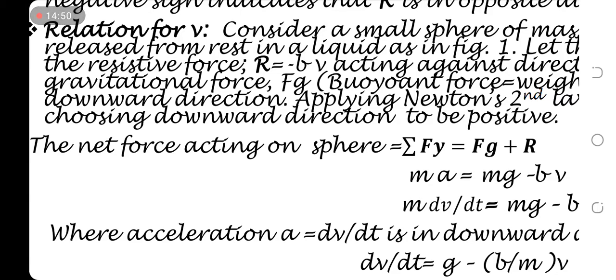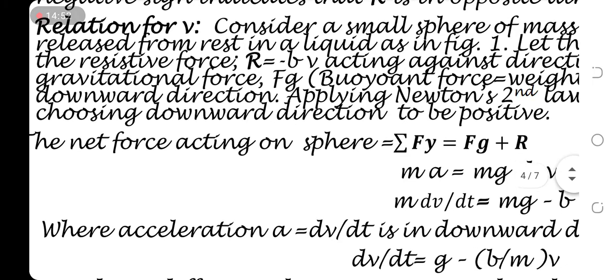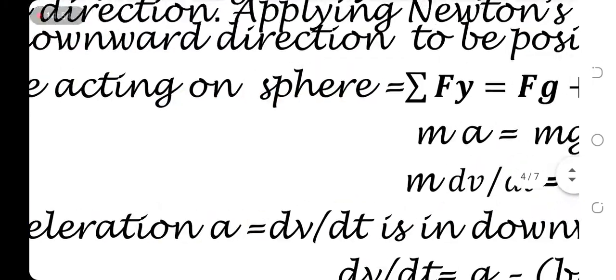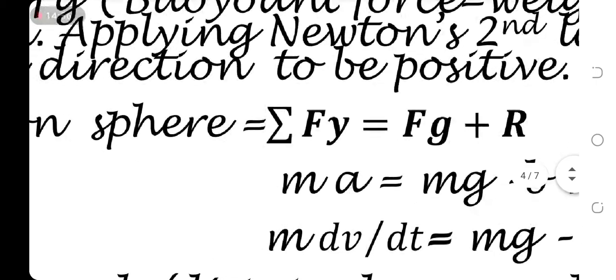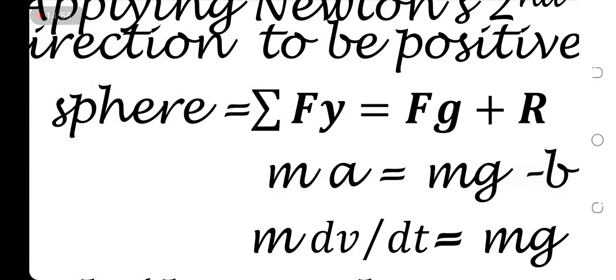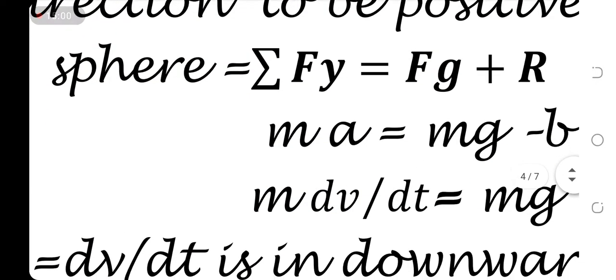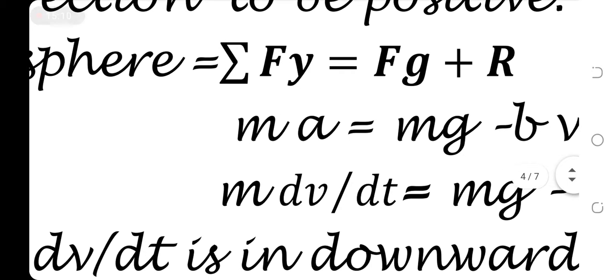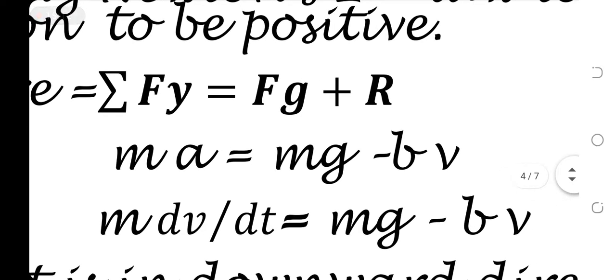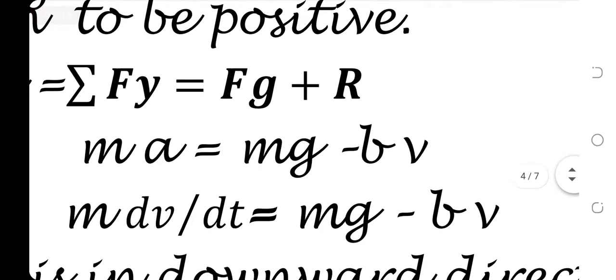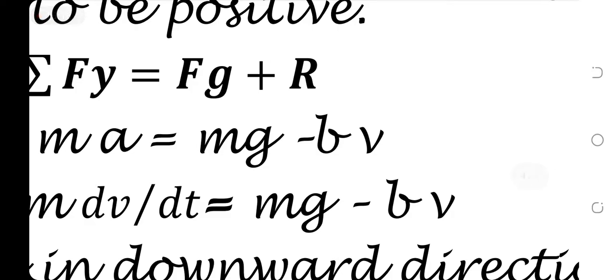Net force acting on the sphere is equal to sigma Fy equal to Fg plus R. By Newton's second law, Fy would be equal to ma. Y is put here due to the vertical or y component. Fg equal to mg and R equal to minus b into v.